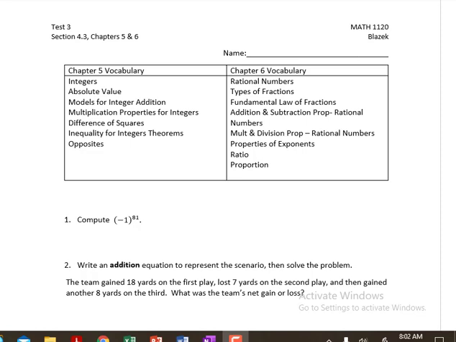Number 1, compute -1, that quantity, to the 81st power. Well, what we know is when a -1 or any negative is raised to an even power, it is positive. When it is raised to an odd power, it is negative. So -1, that quantity, to the 81st power is equal to -1.